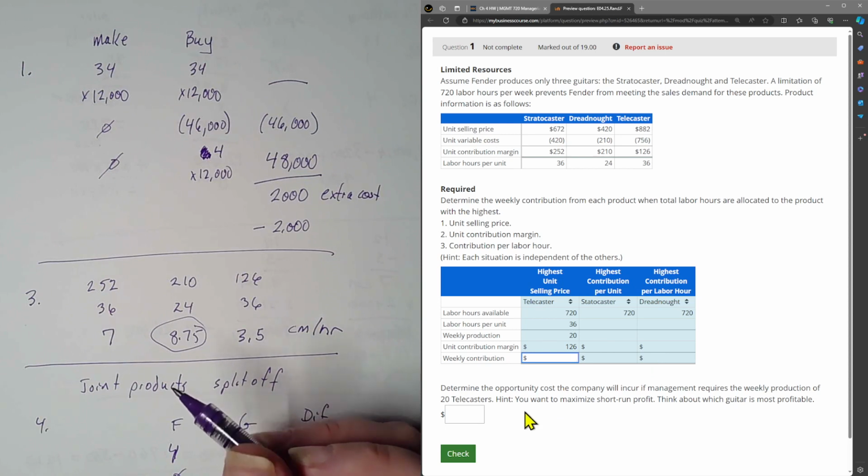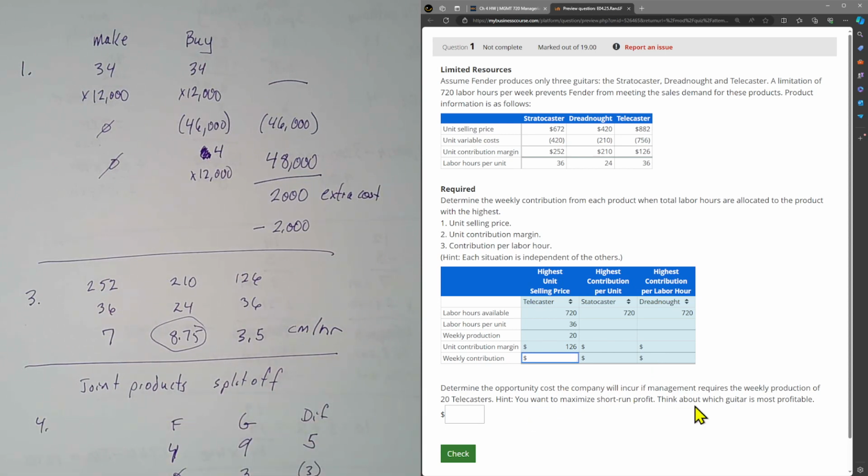And the last part of the question is determine the opportunity cost the company will incur if management requires production of 20 Telecasters. Well, notice that of the 720 hours, if we used all 720 hours on Telecaster, we would produce 20 units. So it says if management requires 20 Telecasters, essentially we can't produce anything else because all 20 Telecasters will take up the 720 hours.